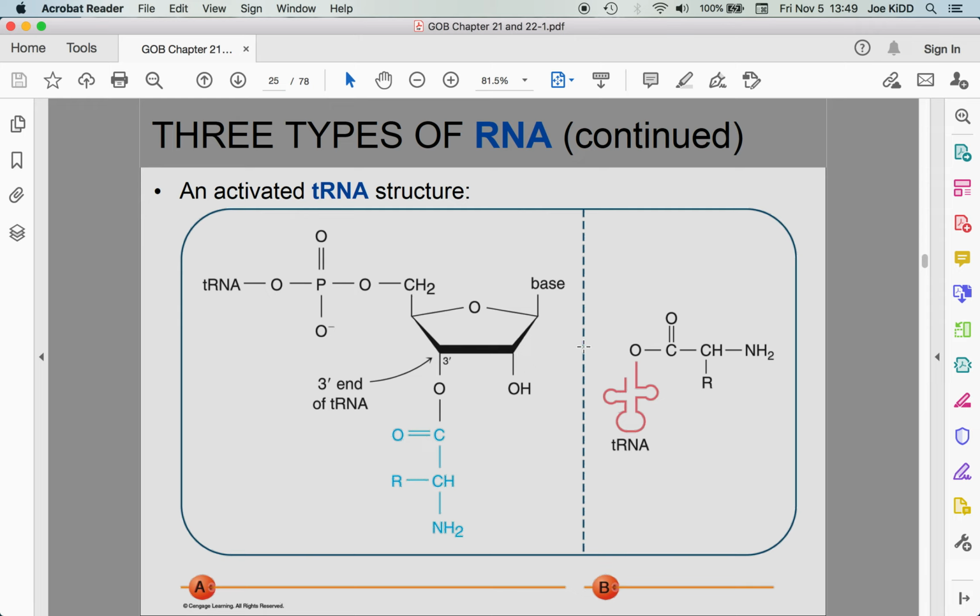So what will end up happening is we have our 3' side here on our sugar. Right, here's our sugar phosphate backbone. Here is our amino acid that we're bringing in, and it will be done by the tRNA.